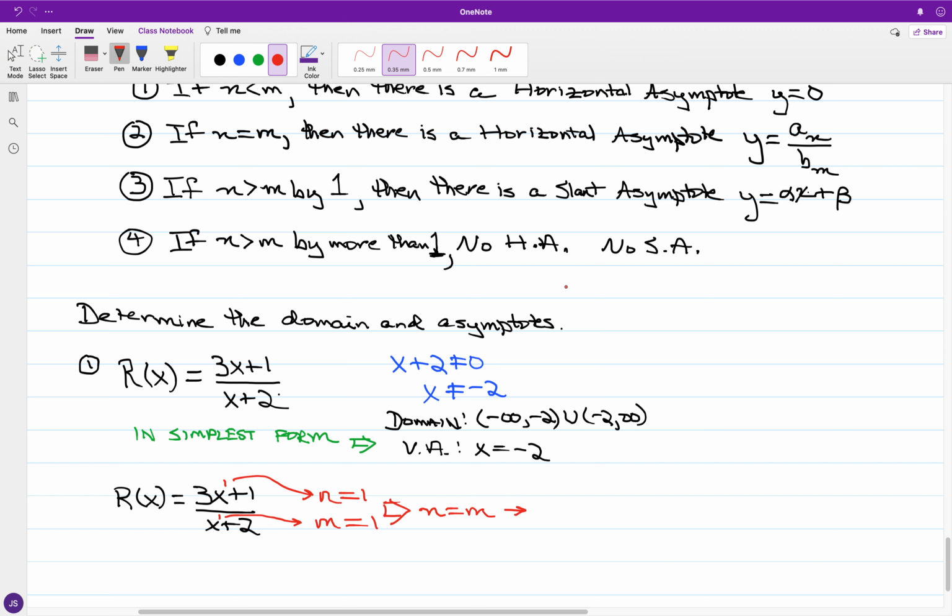So this means that there is going to be a horizontal asymptote, and we're looking at taking the ratio of the highest order terms for the numerator and denominator. So you have 3x over x. So that becomes y is equal to 3. So we're going to have two asymptotes: x equal to negative 2 and y is equal to 3.